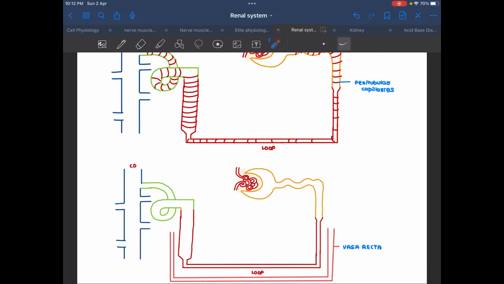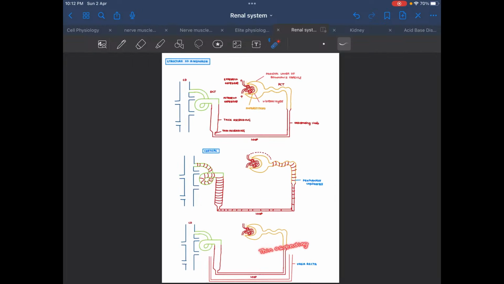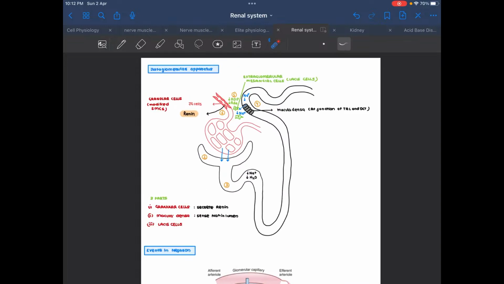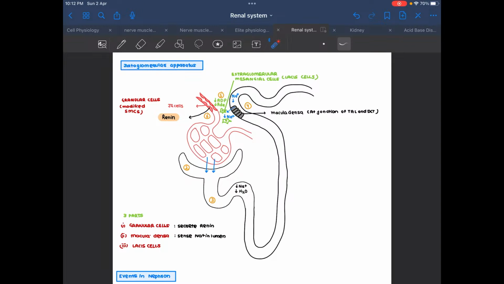And as you can see, these nephrons have a thin ascending limb. That is the difference. We discussed the structure of a nephron and the structure of the glomerulus. Now let's move on. Before discussing further, we should remember what the juxtaglomerular apparatus is.